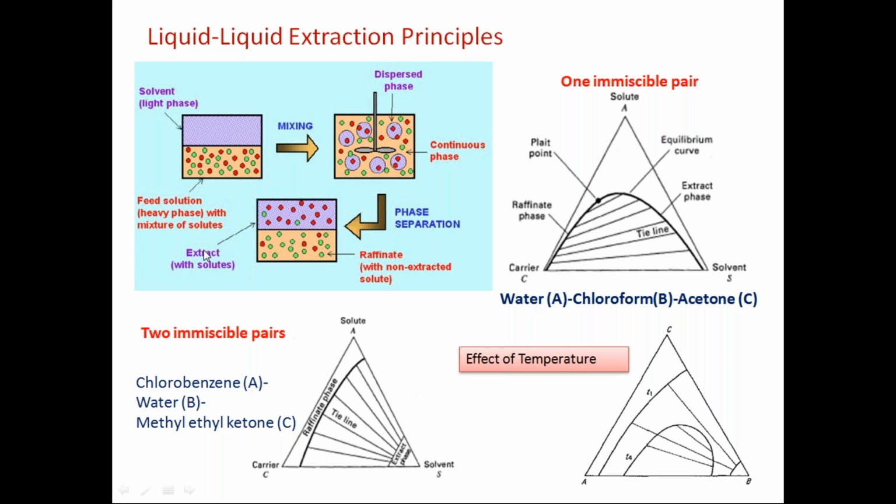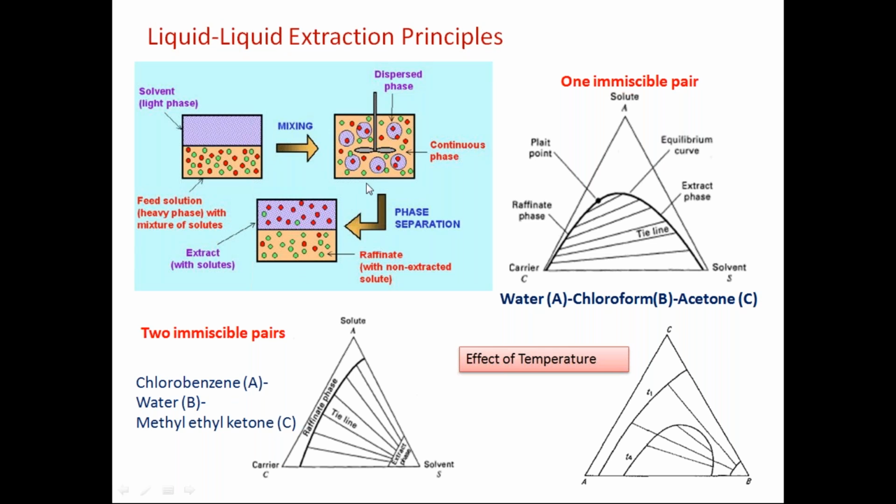The extract phase has more solvent, and the raffinate phase is the feed solution which is treated with the solvent. So you find less solute at the end, and some of the solute is transferred into the extract phase. So this is the overall operation in which you should have one mixer and one settler. One stage refers to one mixer and one settler.